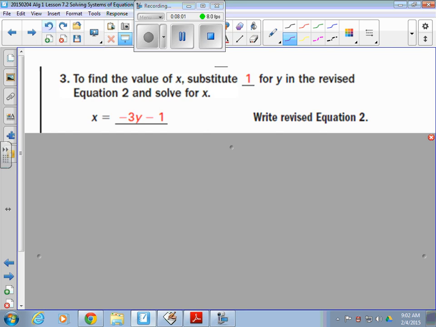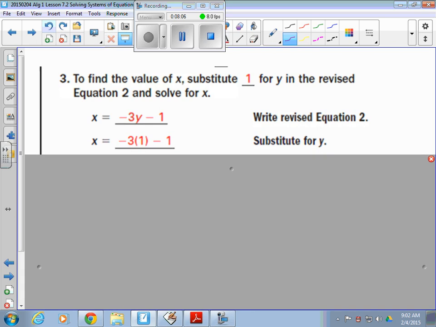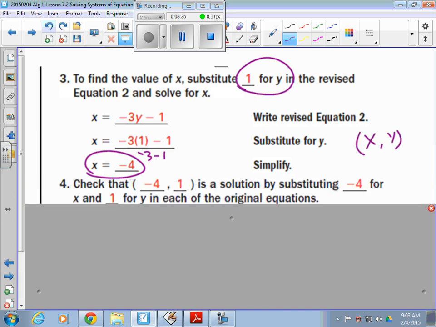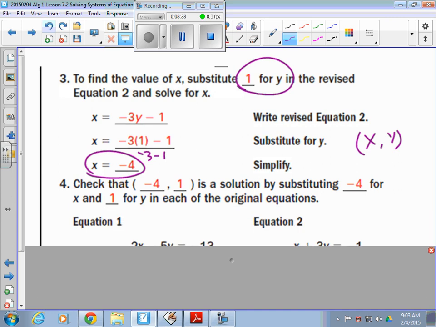So now x is, instead of -3 times y minus 1, now it's -3. Notice 1 is what we subbed in for y. So now -3 times 1 is -3 when you multiply them. And then when you take -3 and subtract 1 from it, you get -4. So you just got x's value, -4. You had y's value, which is 1. So written as an ordered pair, x comma y, your solution is going to be -4 comma 1.